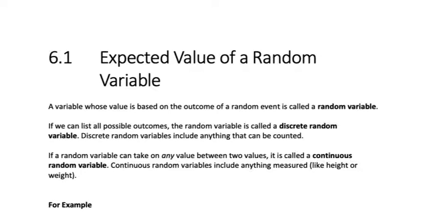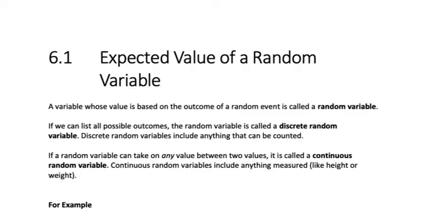In this video for section 6.1, we're going to talk about how to calculate expected value of a random variable. A random variable is based on the outcome of a random event. So something like taking a survey or doing an experiment, a random variable is the possible results of that. And there are two types, discrete and continuous.